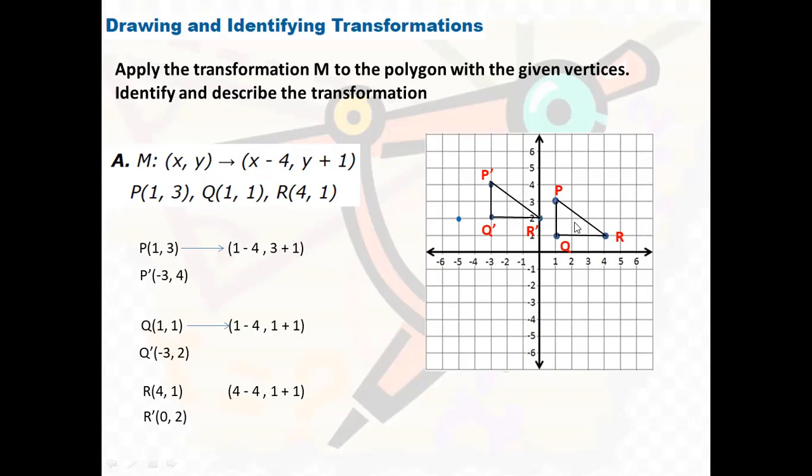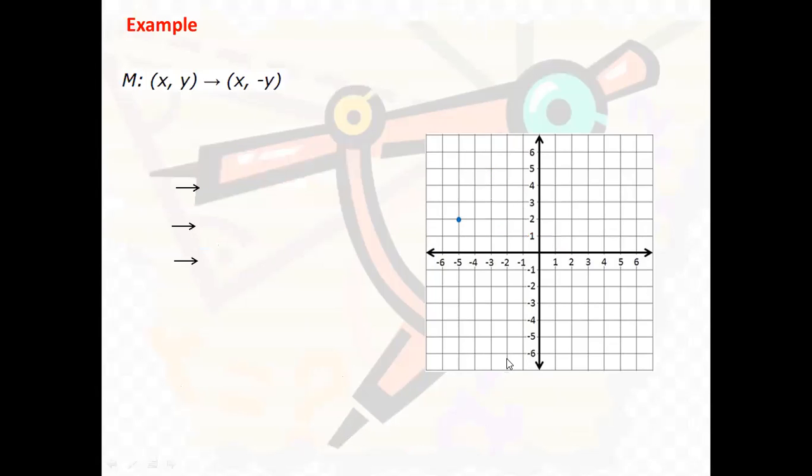It's easy, you only have to remember the rules, that's all. Of course, they said identify and describe the transformation. So this is a translation, it is a slide, and you also need to mention how many units. So how many units? It's 4 units to the left and 1 unit up. So that's how you need to write. This is a translation, 4 units left and 1 unit up. Let's move on to another example.